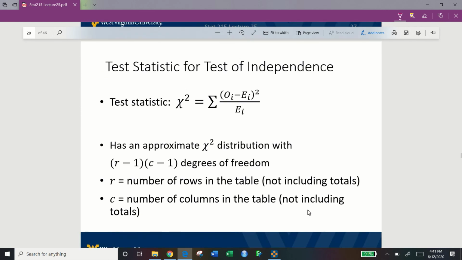At this point, we can calculate our test statistic. Notice our test statistic is calculated the same way as it was in our previous objective. The only true difference besides the way we calculate our expected counts is the degrees of freedom. In this case, our degrees of freedom is the quantity of R minus 1 multiplied by the quantity of C minus 1. R is the number of rows in the table, not including the total column or total row, and C is the number of columns in the table, again, not including our totals.